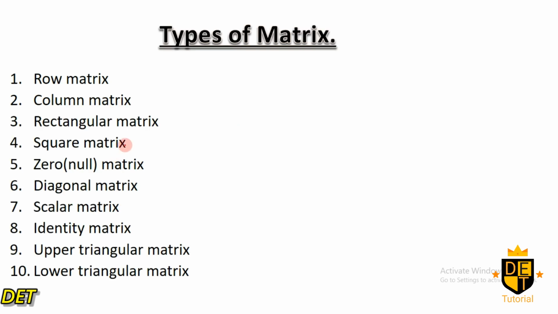Alright. So here we're going to look at the types of matrix. Basically we're going to look at 10 types of matrix in this video. We'll look at the row matrix, column matrix, rectangular matrix, square matrix, zero or the null matrix, diagonal matrix, scalar matrix, identity or unit matrix, upper triangular matrix, and lower triangular matrix. The reason for this is for you to be able to identify the types of matrix.